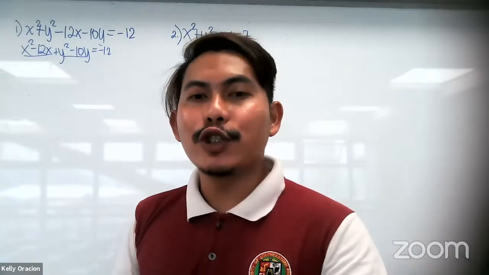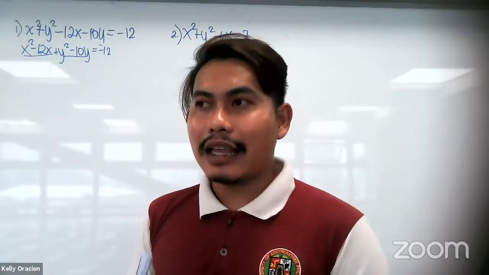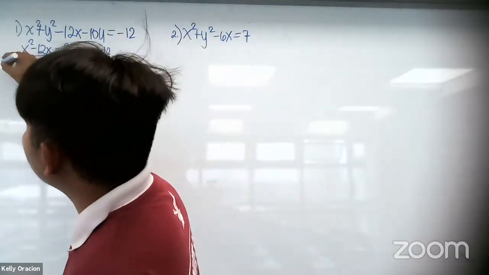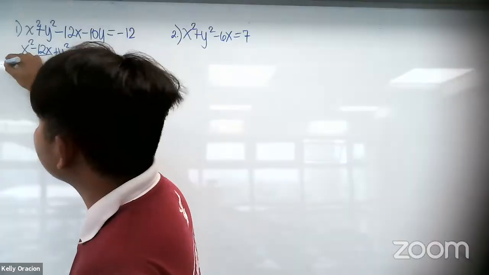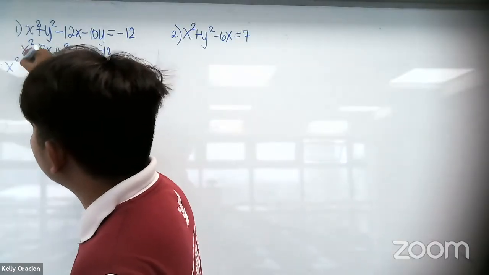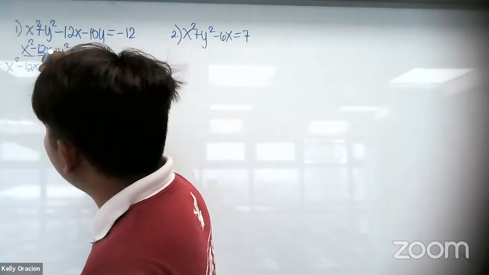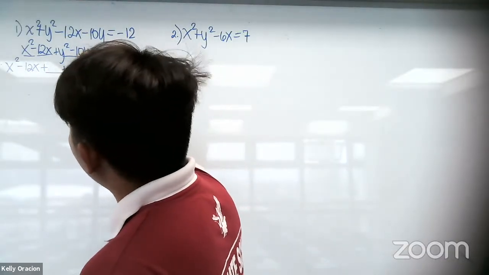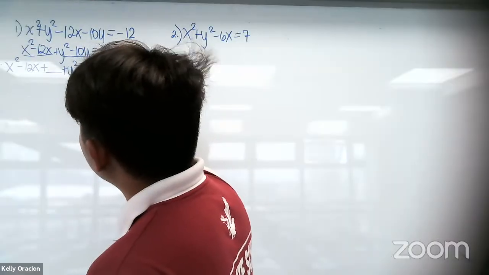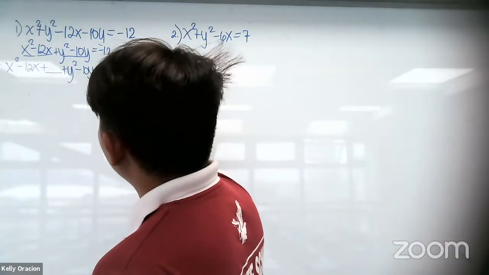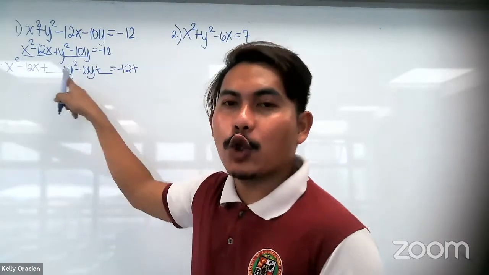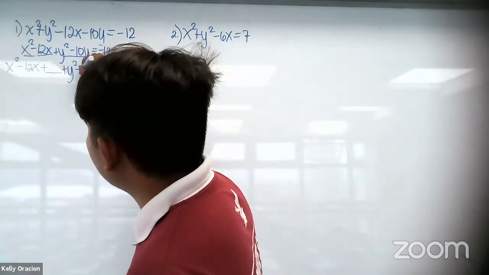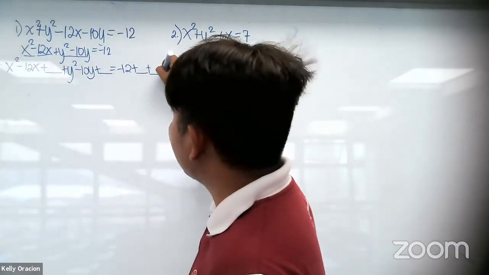Now, kindly observe the process na aking gagawin. Okay, observe the process. X squared minus 12x plus blank plus y squared minus 10y plus blank negative 12 plus how many plus blank do we have? Meron tayong plus blank na dalawa. So sa kabilang side then, we need to put dalawang plus blank.